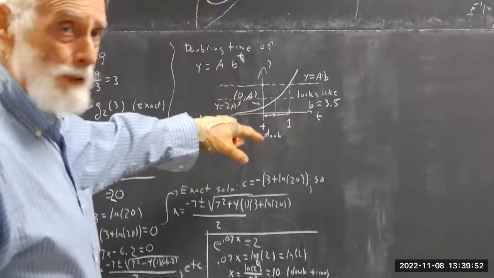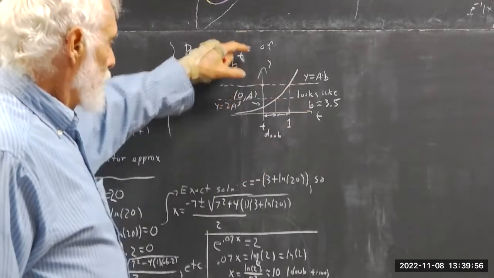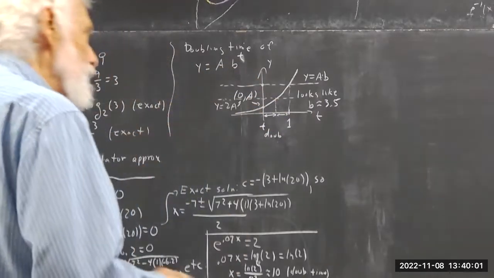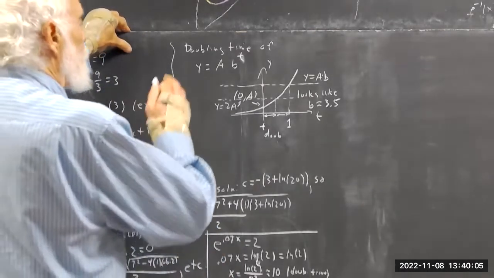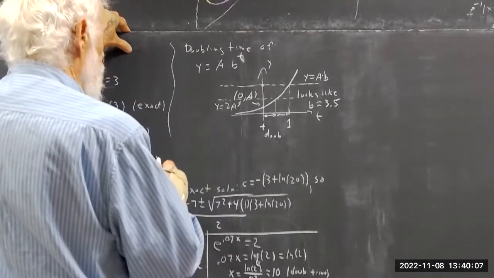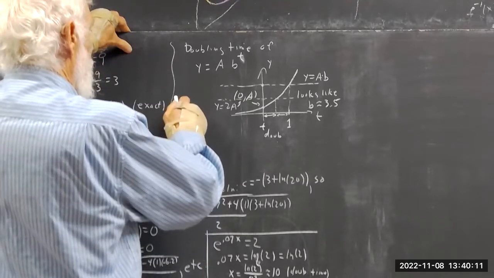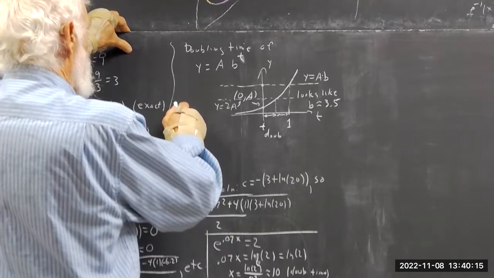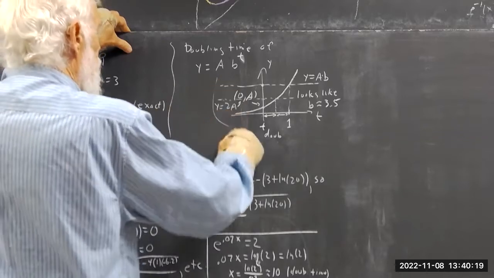That's the picture though of doubling, and that's a picture of what b to the t looks like if b is bigger than 1. That might be important for some of your homework. Okay, well, to solve this algebraically, just looking for room here.